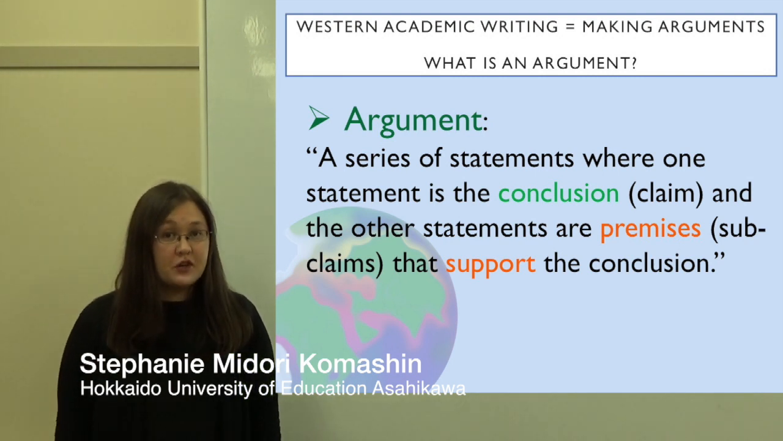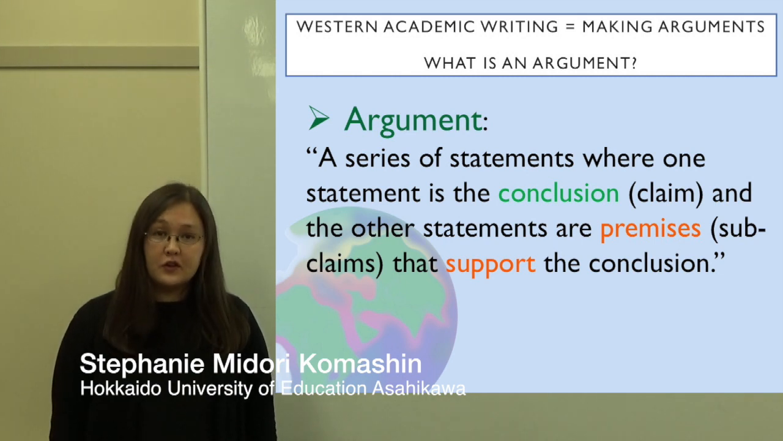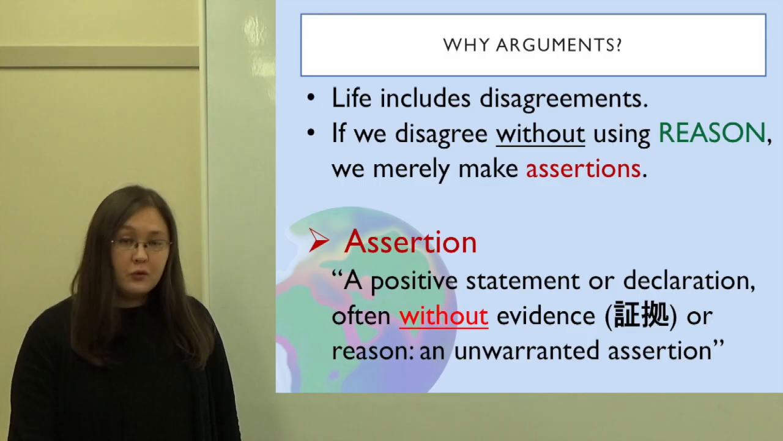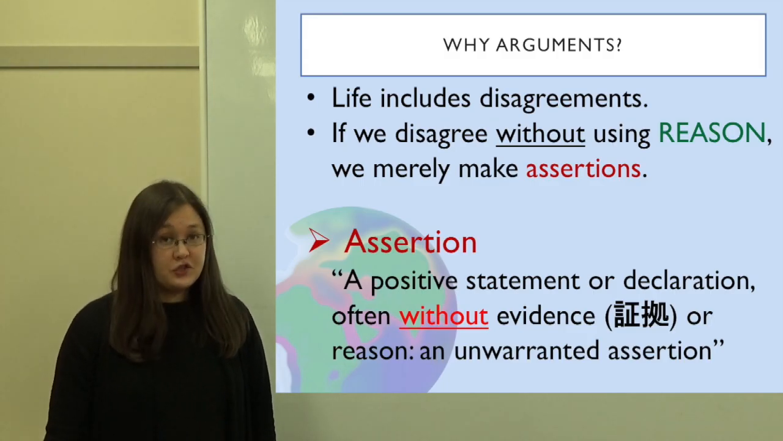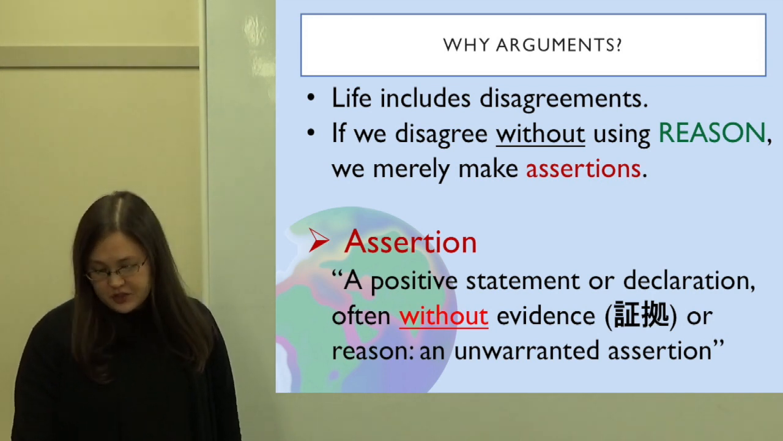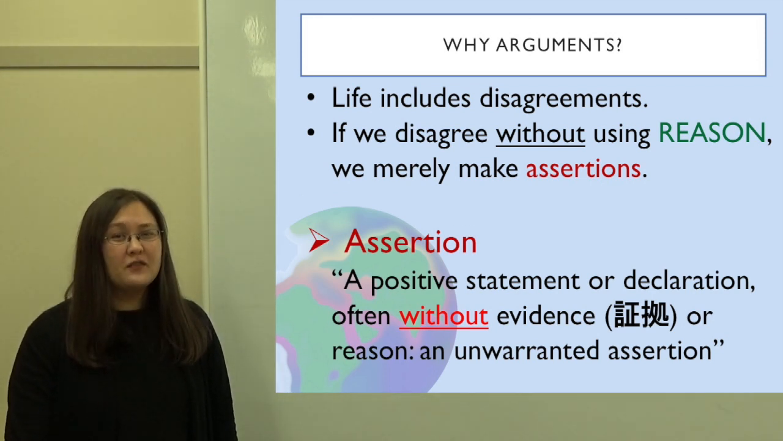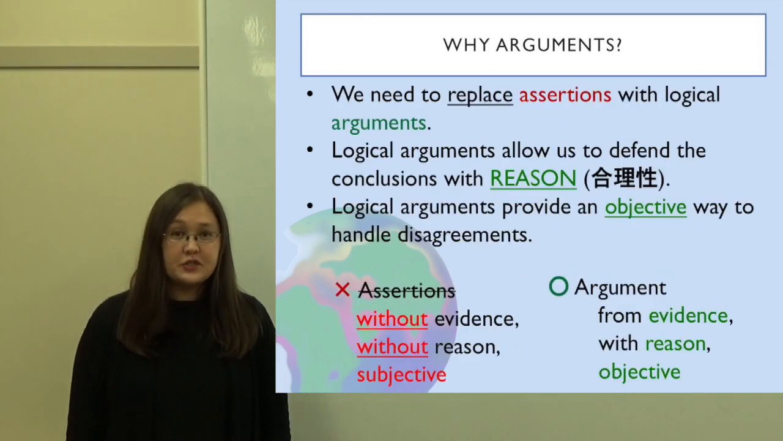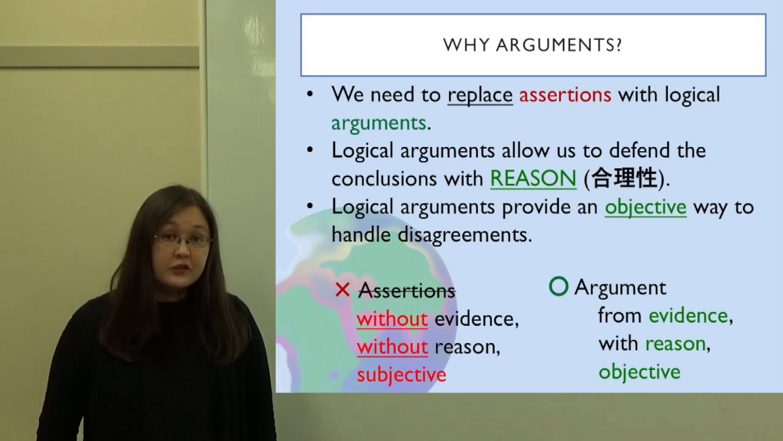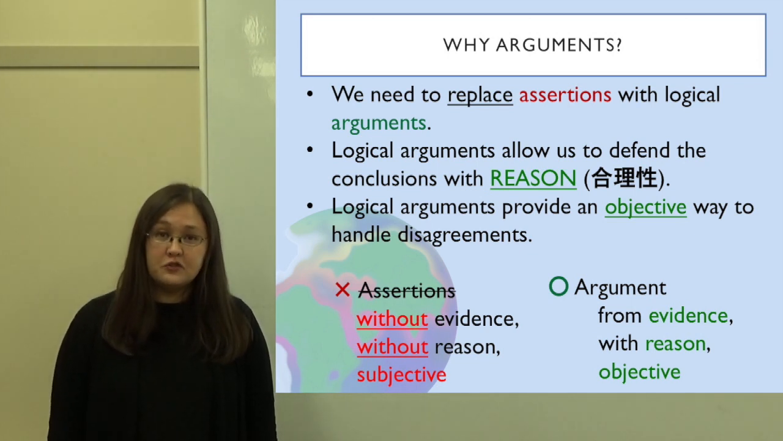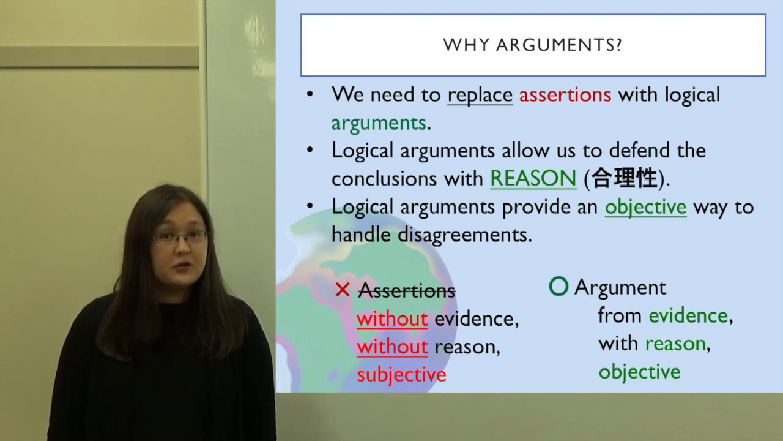We learned the definition of an argument, which is a series of statements in which there are the conclusion and the premises that support the conclusion. We also learned the definition of an assertion, which is a statement, but we haven't used evidence, we don't have warranted reasons. We need to replace the assertions with logical arguments. If we do this, our readers will be able to be convinced by our conclusion because they are convinced by the reasons that we give.